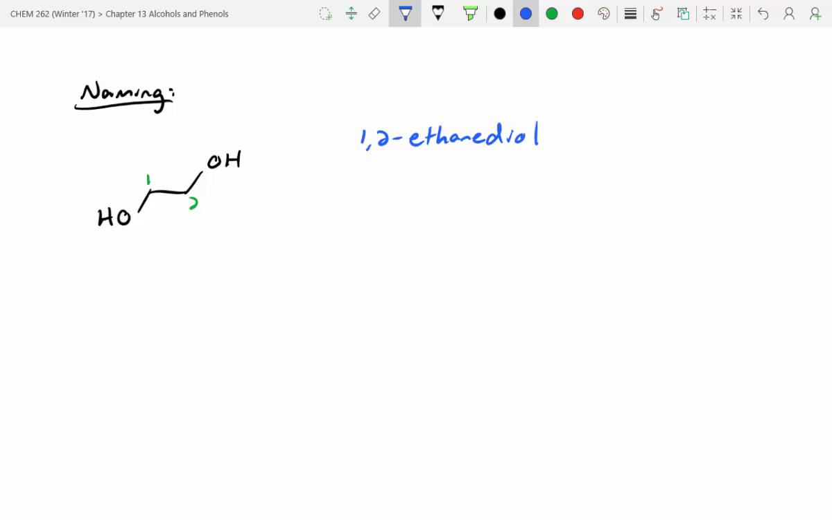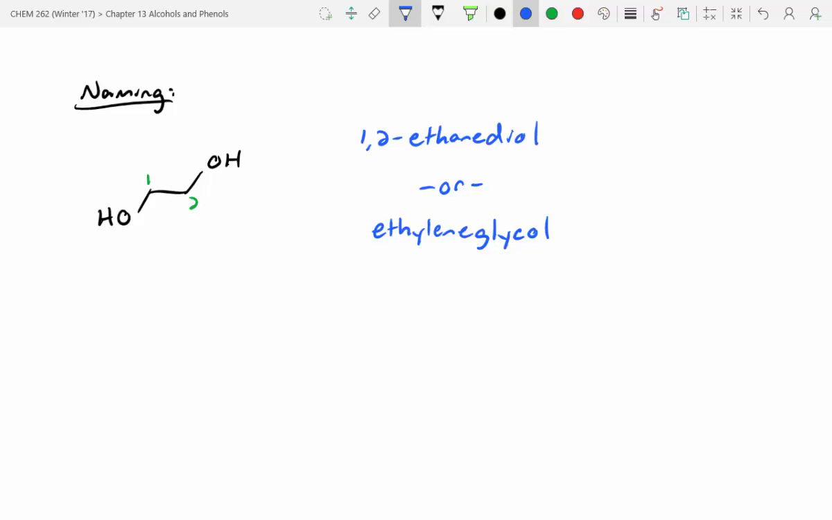However, if you said that, people would look at you a little funny and they'd say, what are you talking about? The more traditional name for a lot of these diols, like this one, would be ethylene glycol. Have you guys ever heard of ethylene glycol or propylene glycol? Yeah, it's oftentimes used as antifreeze too. Should there be an L in there for glycol? It's ethylene glycol. Sorry. Ethylene glycol.